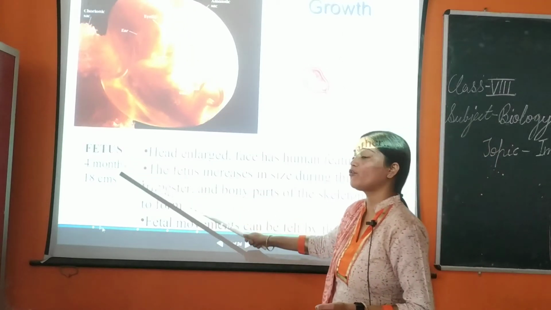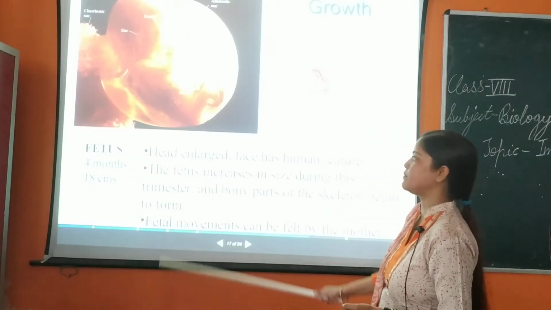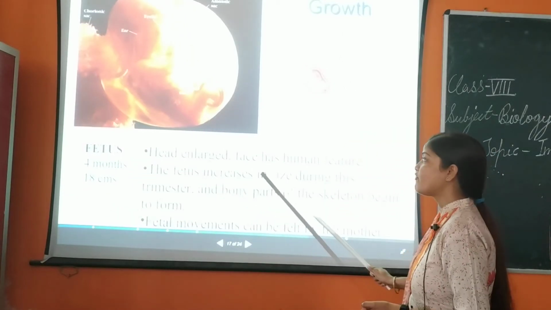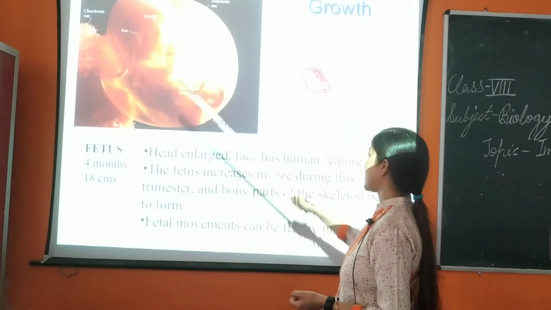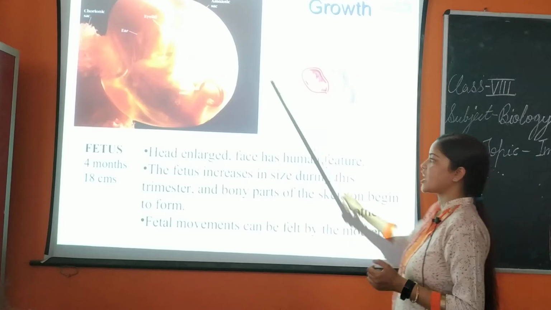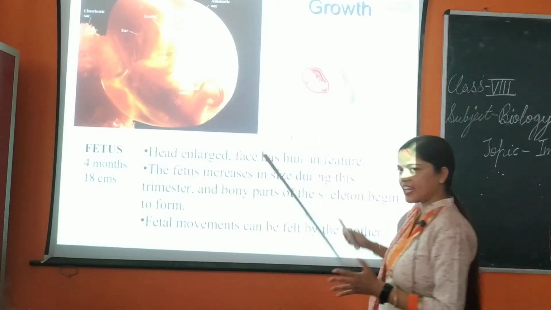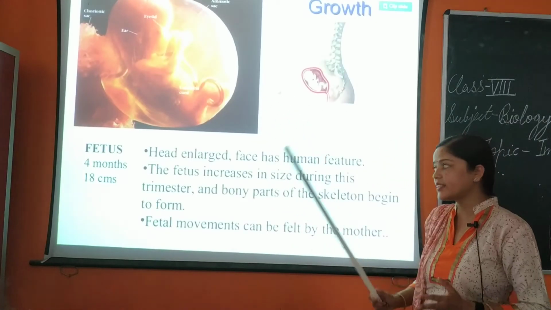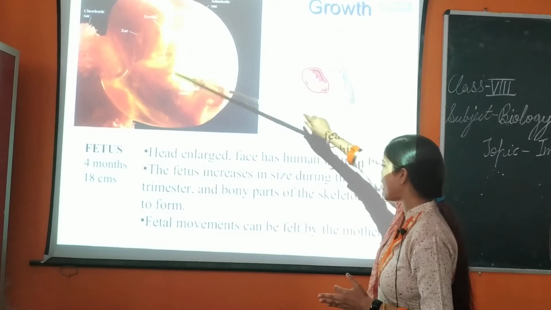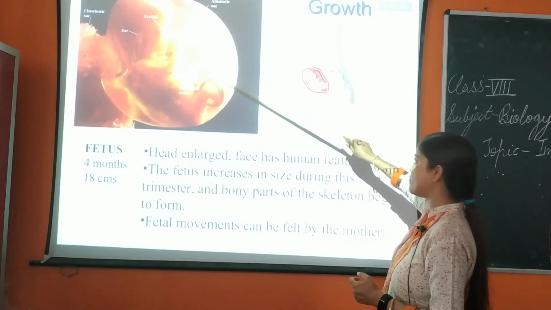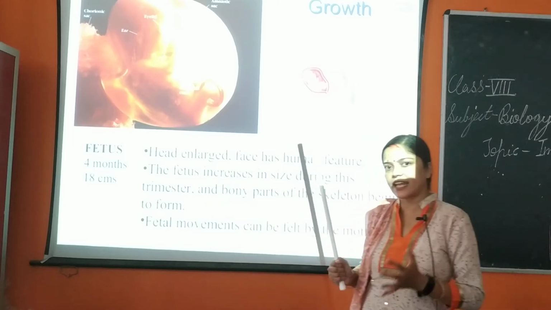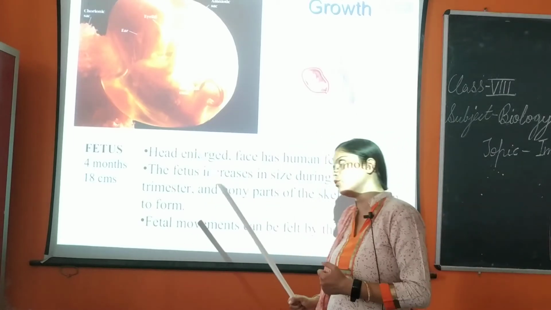Now, a fetus of 4 months, that is 18 centimeters. The head is enlarged and the face has started taking human features. The fetus increases in size during this trimester, and the bony parts of the skeleton begin to form. The mother can feel the fetal movements.